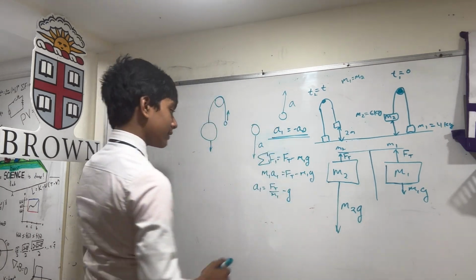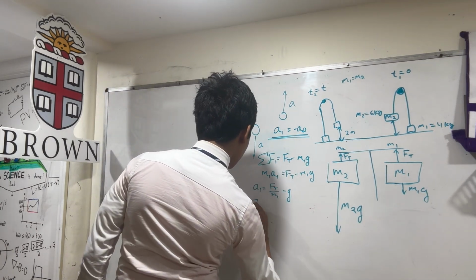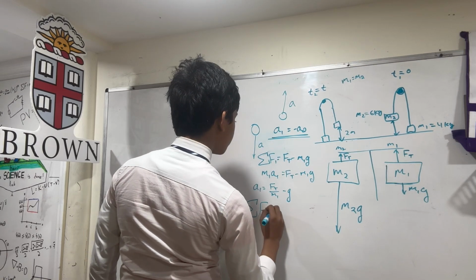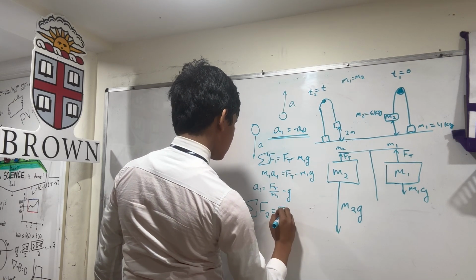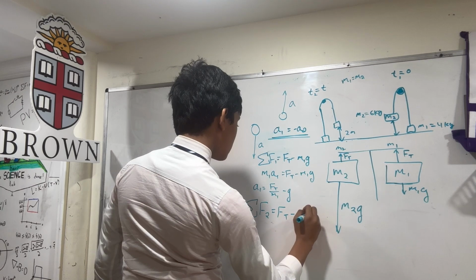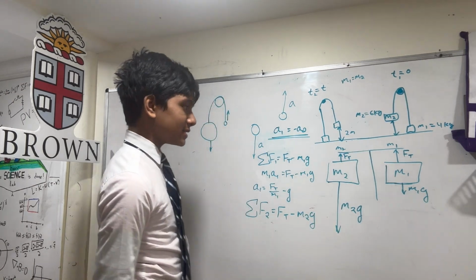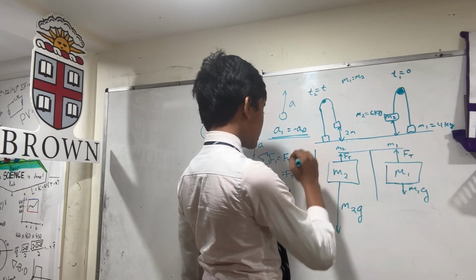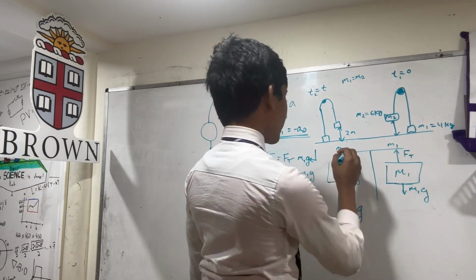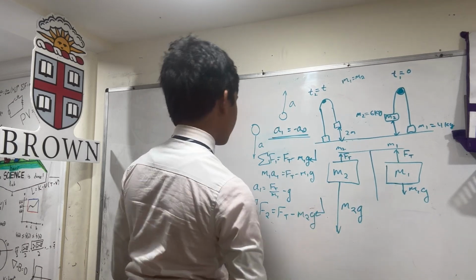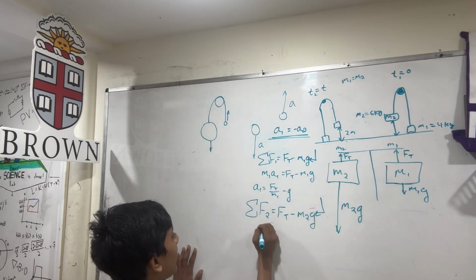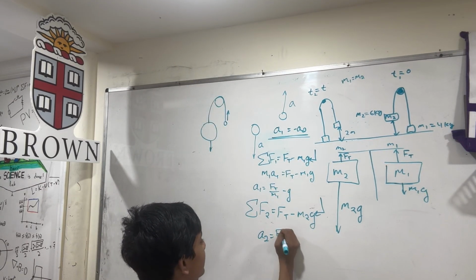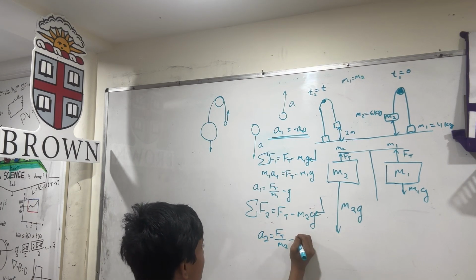Now here's the thing. We can do the same thing with the net force on M2. But the difference is, since M1g is less than Ft in this scenario, this is positive, while here M2g is greater than Ft, so this is negative. So you get that A2 is just Ft over M2 minus g.